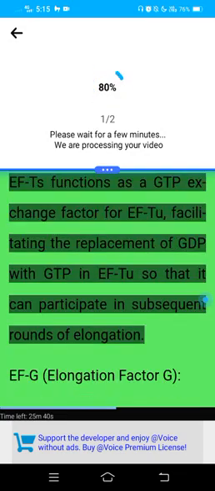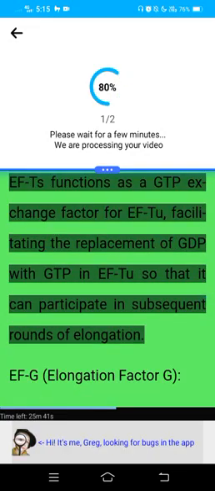EF-Ts, elongation factor Ts. EF-Ts functions as a GTP exchange factor for EF-Tu, facilitating the replacement of GDP with GTP in EF-Tu so that it can participate in subsequent rounds of elongation.